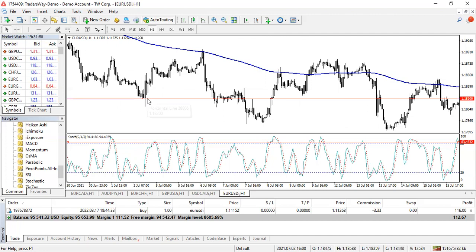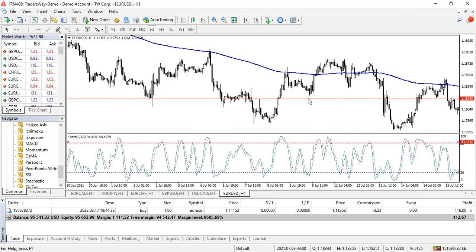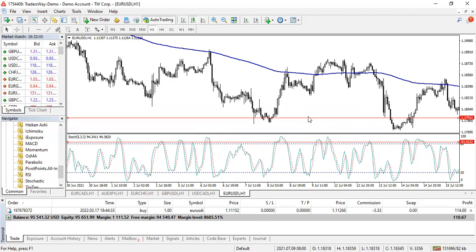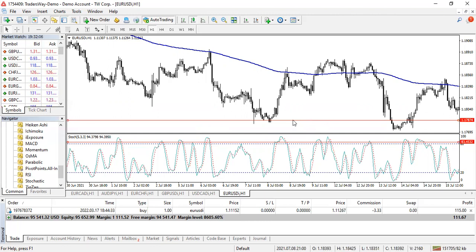This is a support. This is another support at this place. So we'll be thinking that the market will actually come down here before it reverses. So now we can set our take profit at this place, then set our stop loss at this point. Then we can enter our trade at this place.